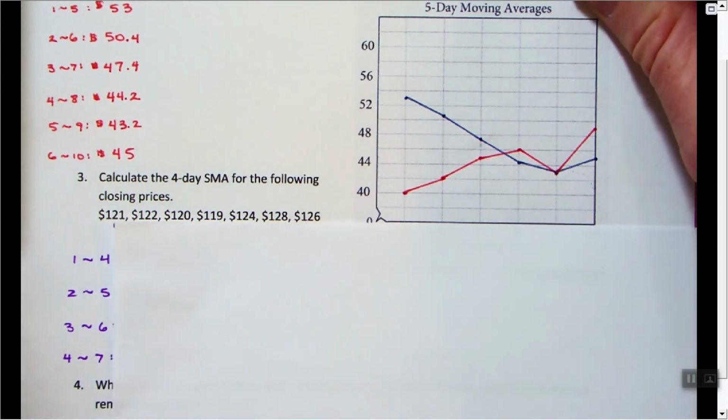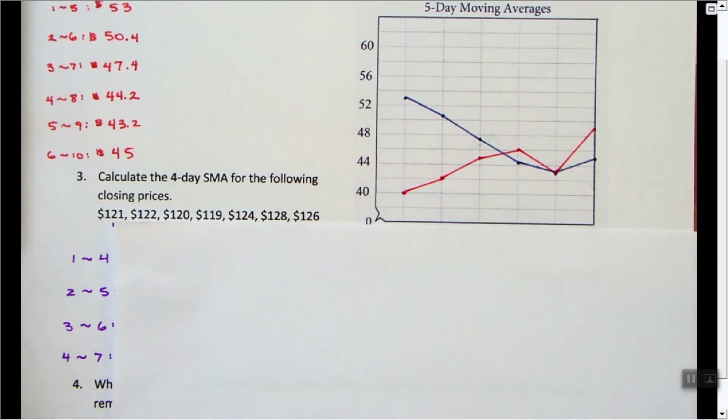All right. So on the next one, calculate the 4-day simple moving averages for the following closing prices. Again, we're looking at 1 through 4, 2 through 5, 3 through 6, 4 through 7. And be aware that we're now dividing by 4 because it's a 4-day simple moving average. You're only adding up 4 of them. So go ahead and pause the video and try number 3. You aren't graphing these. You're only finding the 4-day simple moving averages. Pause the video for a few minutes and try these 4. Ready, set, go.